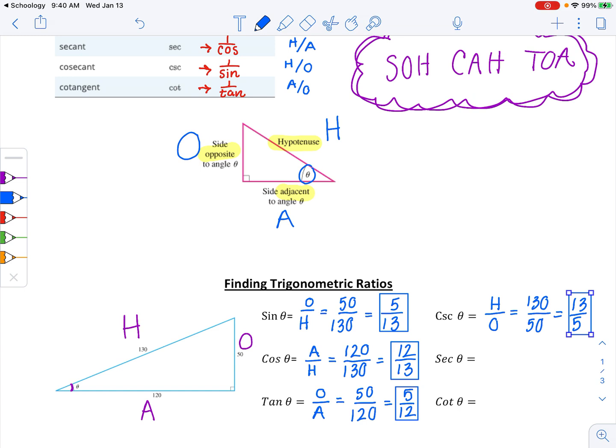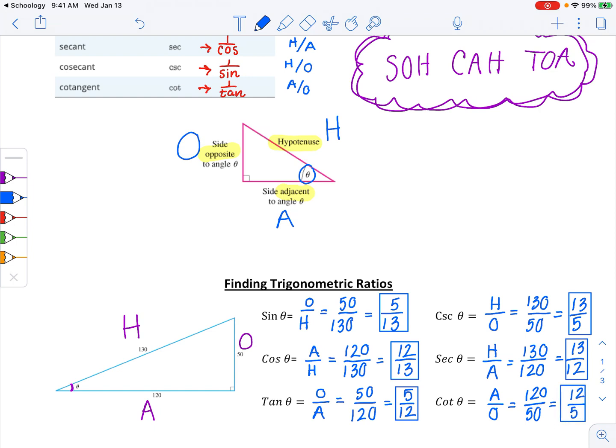Secant is 1 over cosine. Cosine flipped over. It's going to be the hypotenuse over adjacent. 130 over 120. 13 over 12. And the last one, if you're noticing the pattern, great. If not yet, that's okay. Adjacent over opposite. 120 over 50 equals 12 over 5.